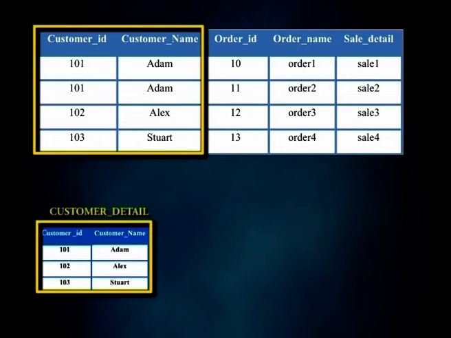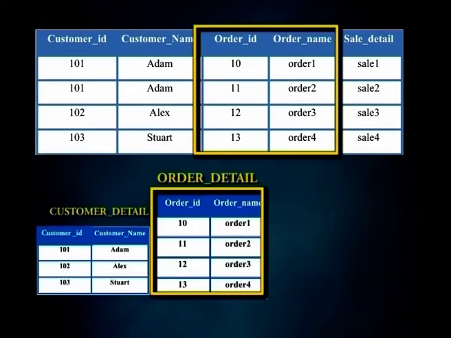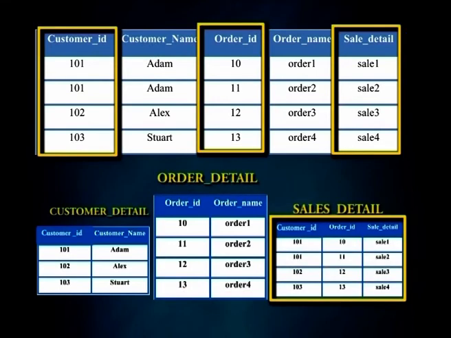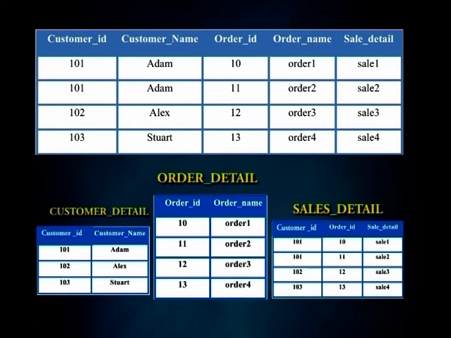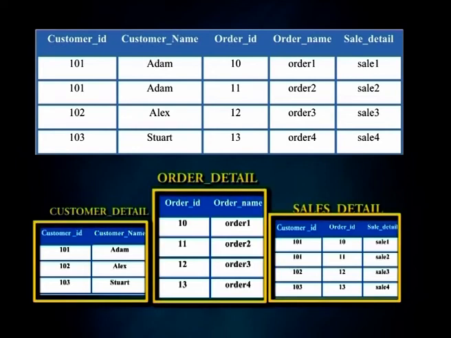To reduce the customer relation to second normal form, we break the relation into the following three different relations: customer_details consisting of only customer ID and customer name, order_detail relation consisting of order ID and order name attributes, and sales_details with the attributes order_ID, cust_ID and sale_detail. So, these are the relations. Now, all these three relations are in 2NF, that is the second normal form.